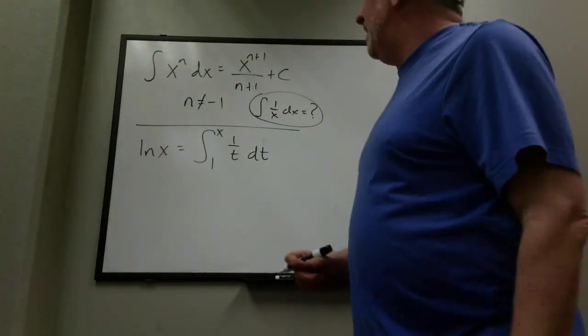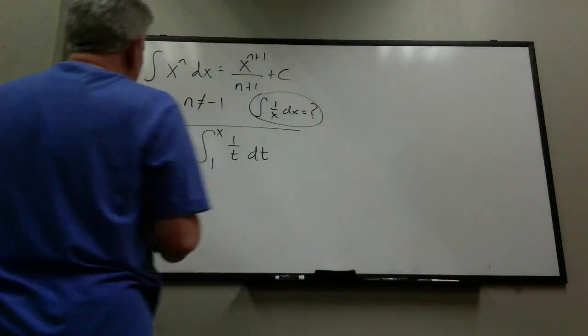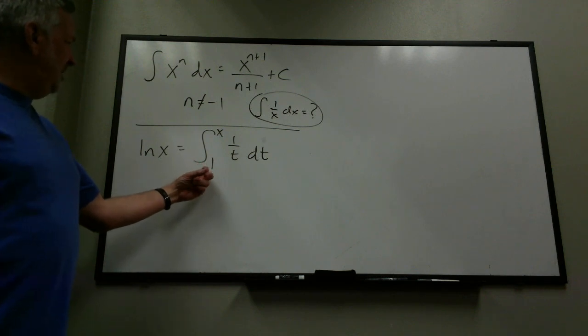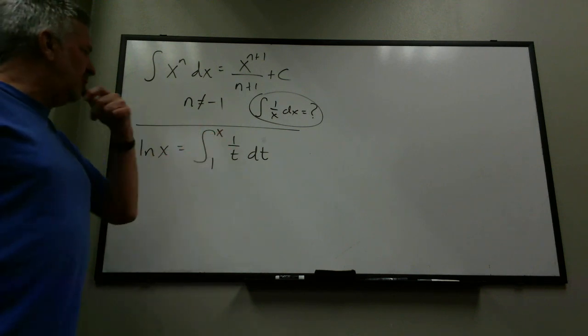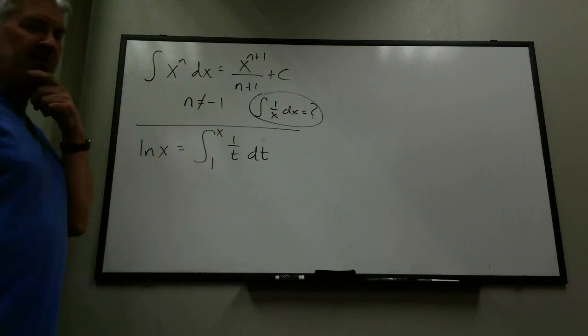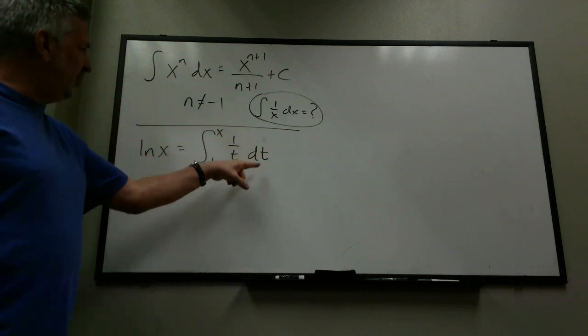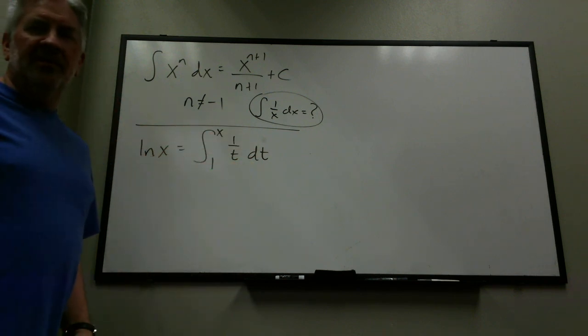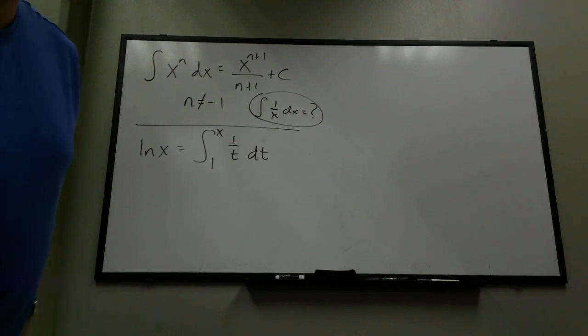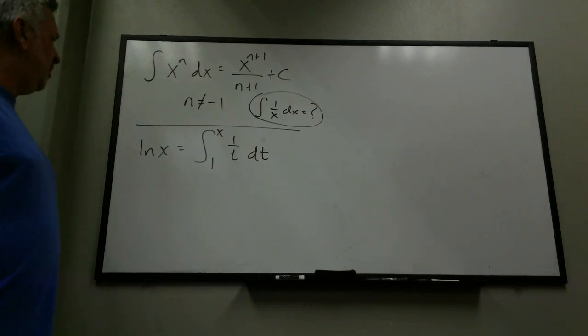We're going to define the natural log function, ln x, by the definite integral from 1 to x of 1 over t dt. Now this should look sort of familiar. This is the sort of expression we had when we were doing the second fundamental theorem of calculus. And so what is this going to be?